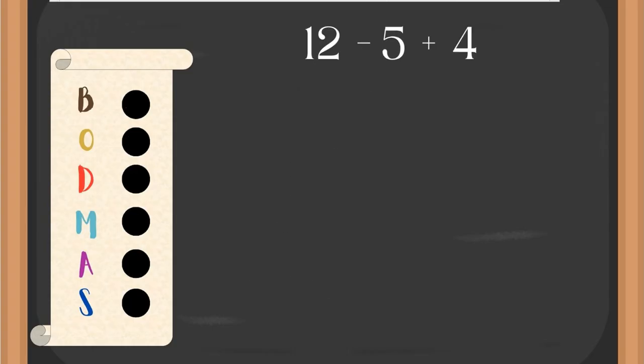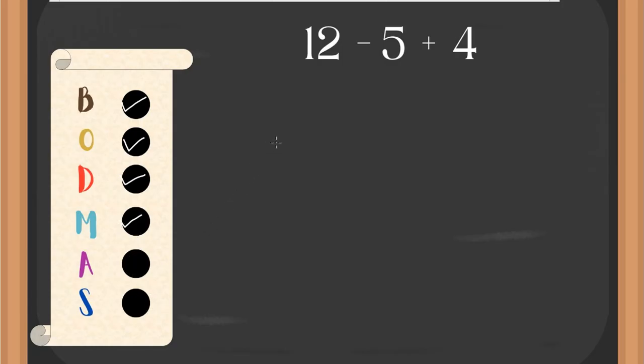Next, 12 minus 5 plus 4. Pretty straightforward. We don't have any brackets, right? I'm just going to take that off. We don't have any exponents. We don't have any roots. I'm just going to take that off as well. We don't have any division. Take that off. We don't have any multiplication. I'm going to take that off. We do have addition. We do have subtraction.